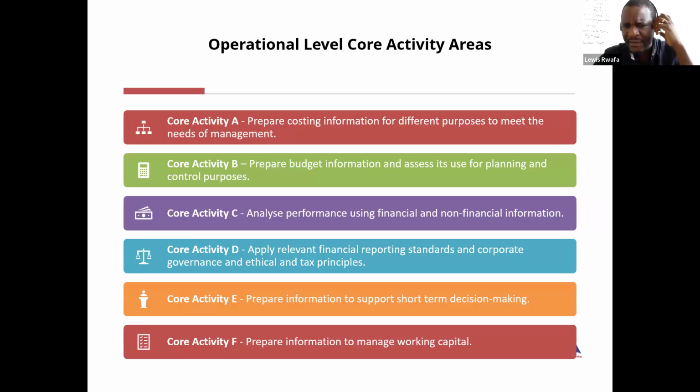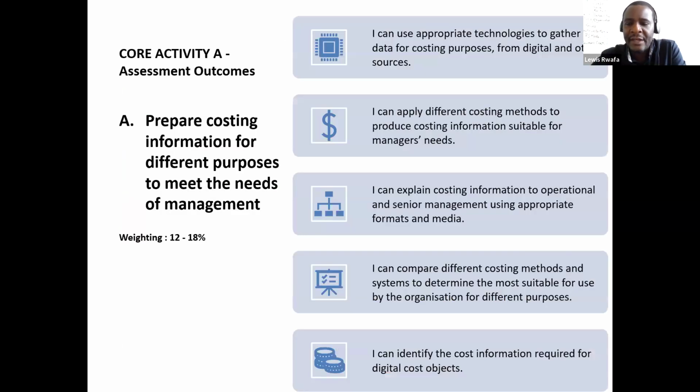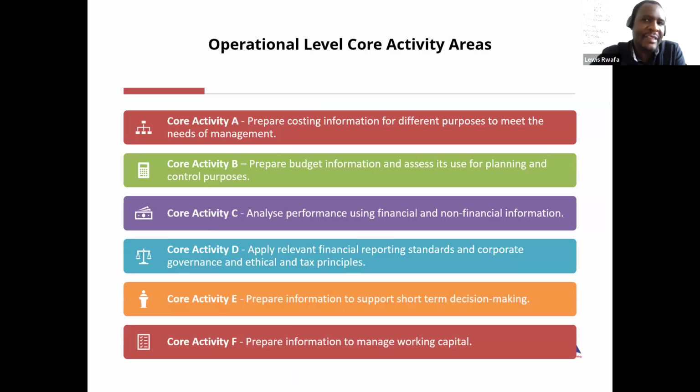Core activity E is more of information that supports short-term decision-making and managing working capital. So we are going to look at changes in inventory days, payable days, receivable days, and things like that. They are going to impact our working capital. So this is just the main headings. You need to go deeper into each and every topic that comes in each core activity.